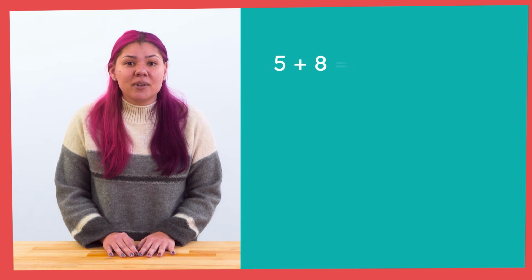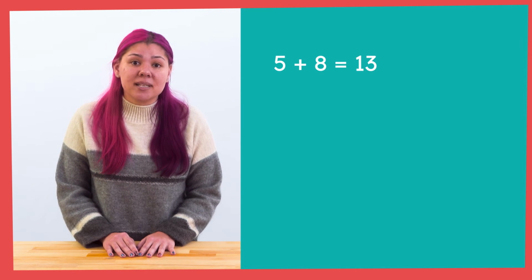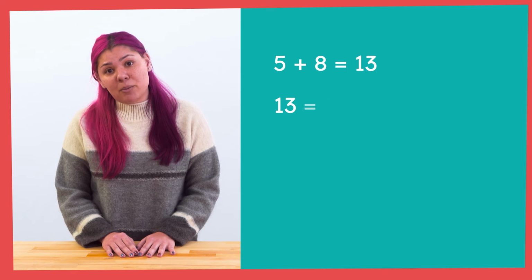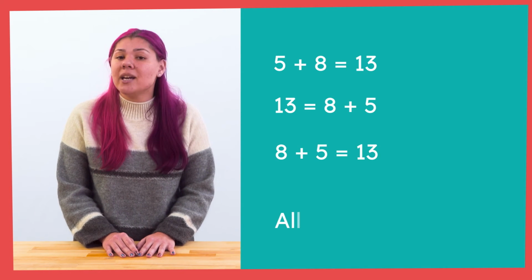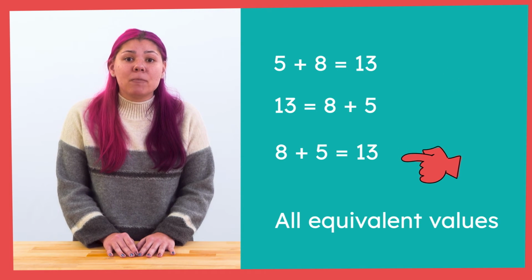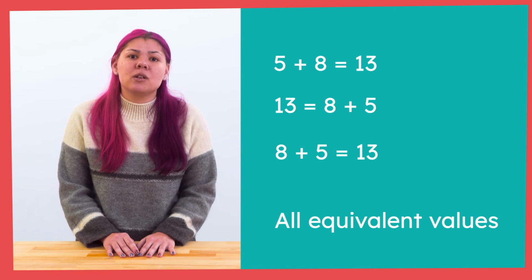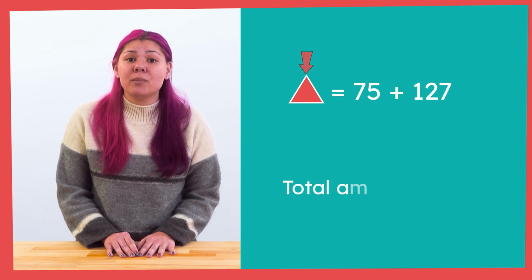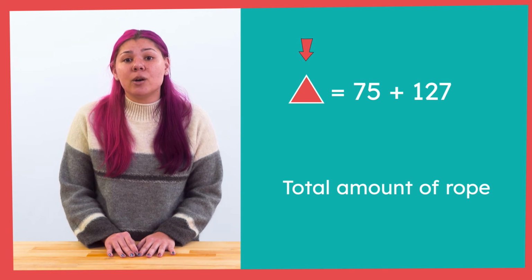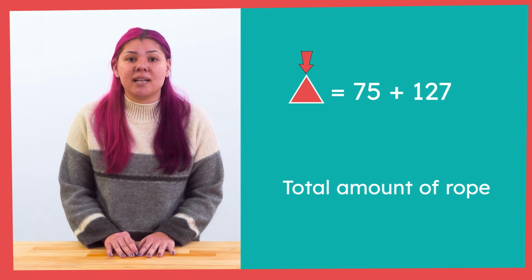In the example of 5 plus 8 equals 13, we can write 5 plus 8 equals 13, 13 equals 8 plus 5, or 8 plus 5 equals 13. Because I'm combining amounts, the value does not change. You also may have been wondering what the red triangle means in our equation. The red triangle stands for the total amount of rope. Since that number is an unknown right now, I used a symbol to represent it.